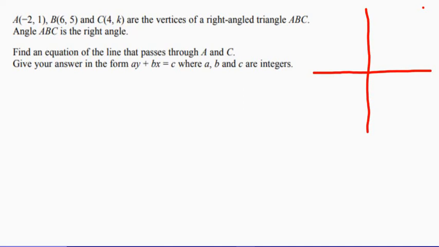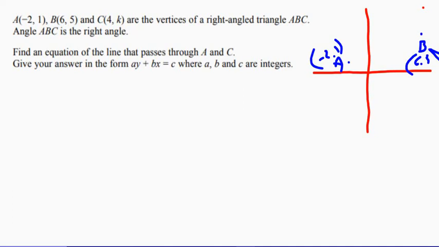Right, so what do we got? A is (-2, 1), so that's around about there. It's a good idea to pop the coordinates on. Let's see what we got. And then we've got B is (6, 5), so that must be over there somewhere. Remember, this is just giving us an idea of what's happening.